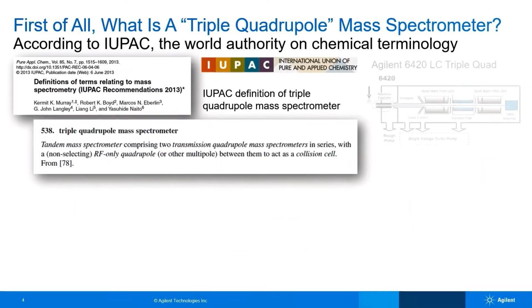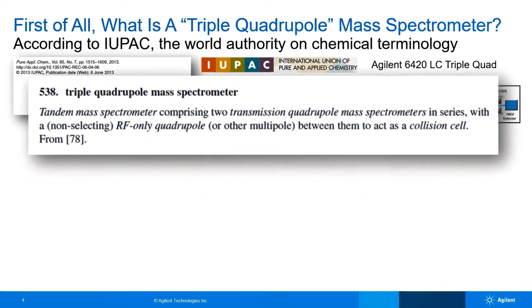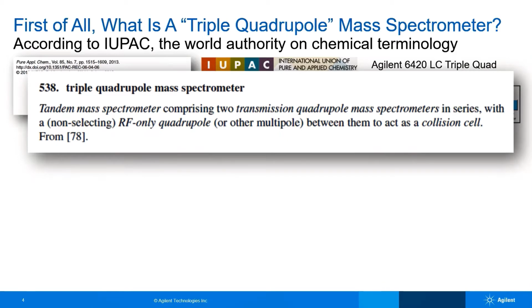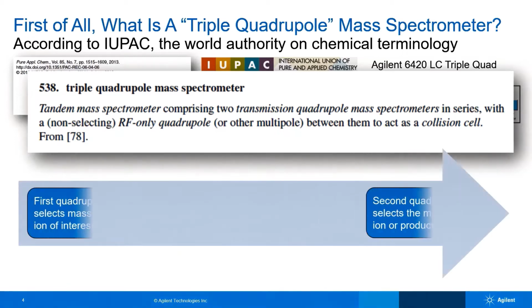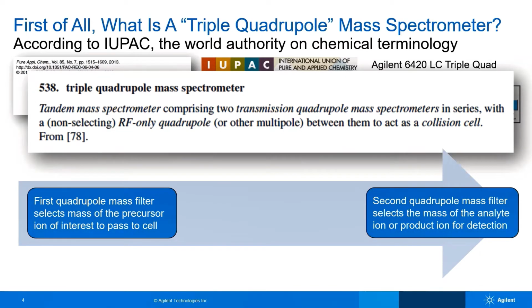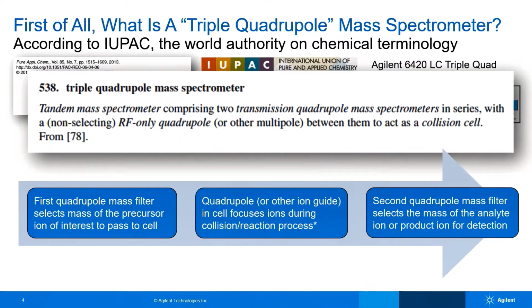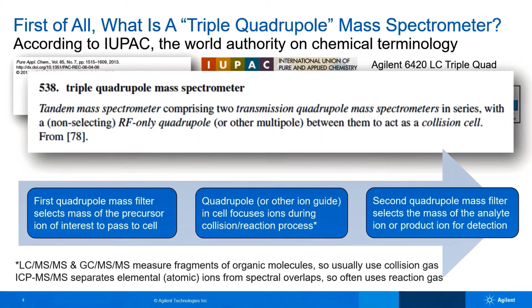First of all, what is a triple quadrupole? According to the International Union of Pure and Applied Chemistry, a triple quadrupole is a tandem mass spectrometer comprising 2 transmission quadrupole mass spectrometers in series, with a non-selecting RF-only quadrupole or multipole between them acting as a collision cell. LC-MS-MS and GC-MS-MS measure fragments of organic molecules, so you usually use collisional gas. ICP-MS-MS separates elemental ions from spectral interferences, so we often use reaction gas.